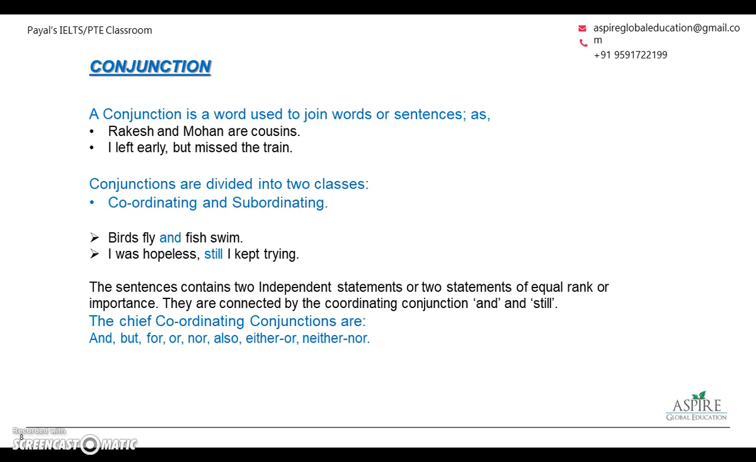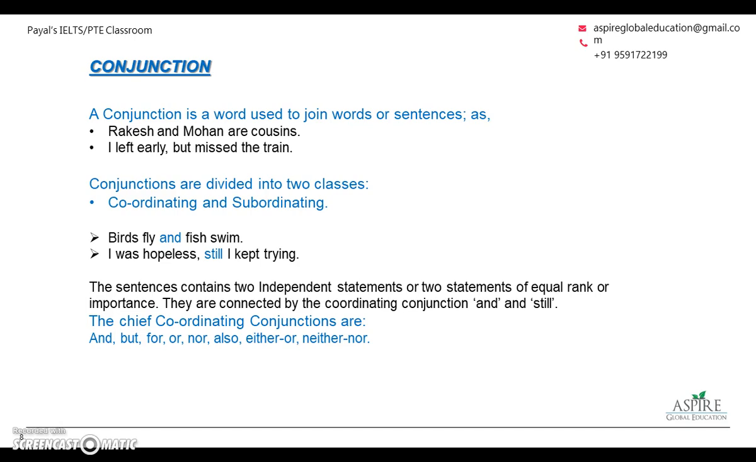Okay, now let's go to the next one, which is conjunction. A conjunction is a word which is used to join words or sentences. Like Rakesh and Mohan are cousins. I left early but missed the train. Now, conjunctions, if you can see, are trying to join the words or sentences. Rakesh and Mohan, they're two words. We're trying to connect them. I left early. I missed the train. I'm trying to connect the two different sentences using a conjunction, but.